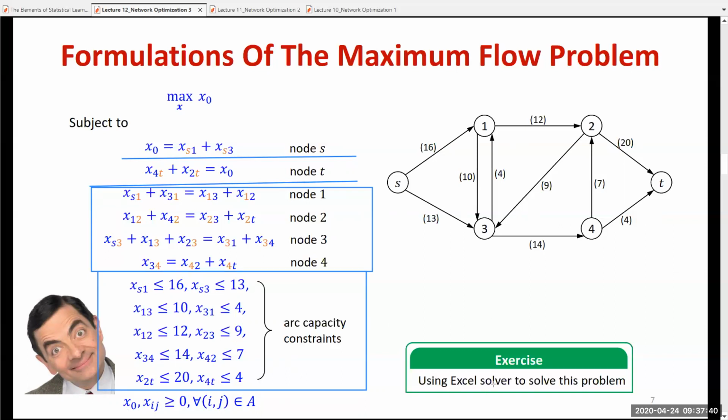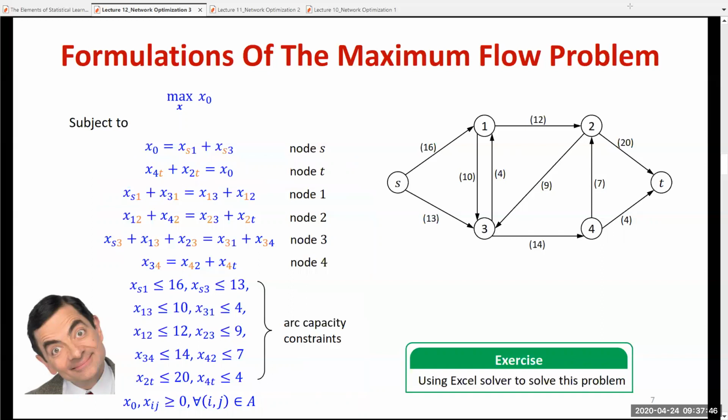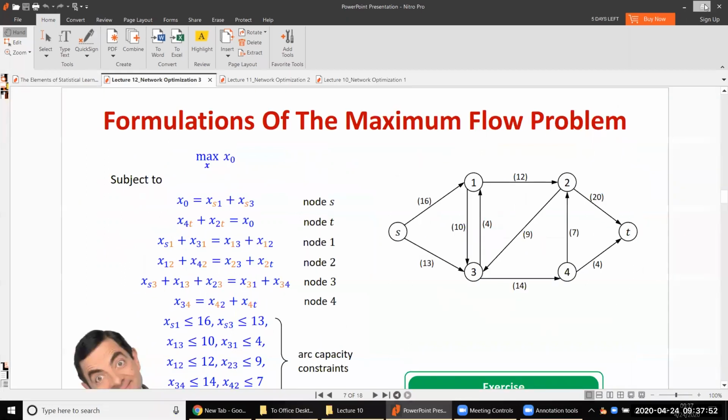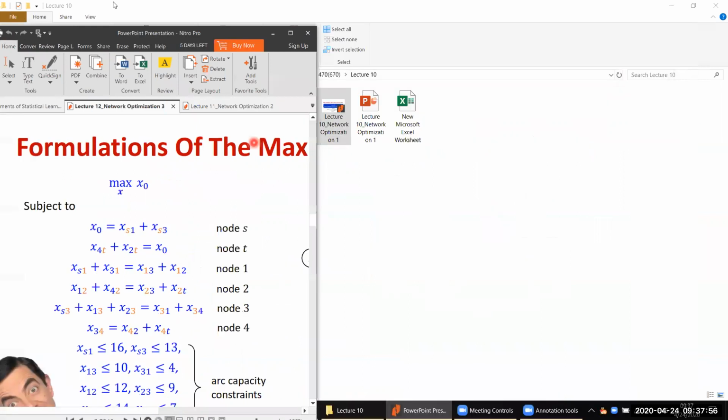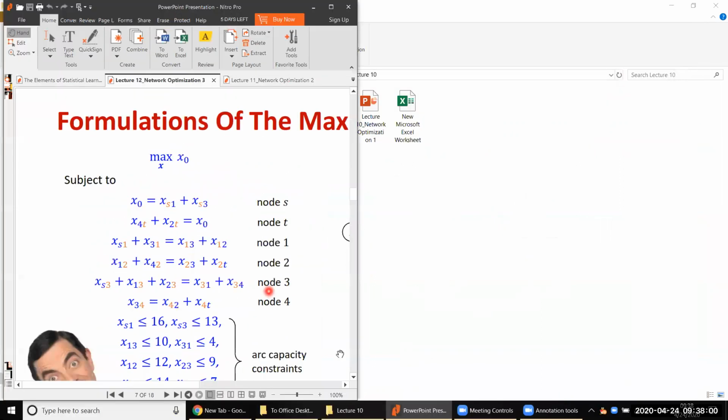And then I'm going to use Excel to solve this problem. Okay, so this is the model for the maximum flow problem. Are there any questions? Any questions here? No questions? Okay, then let's try to solve this problem. Do you see it?